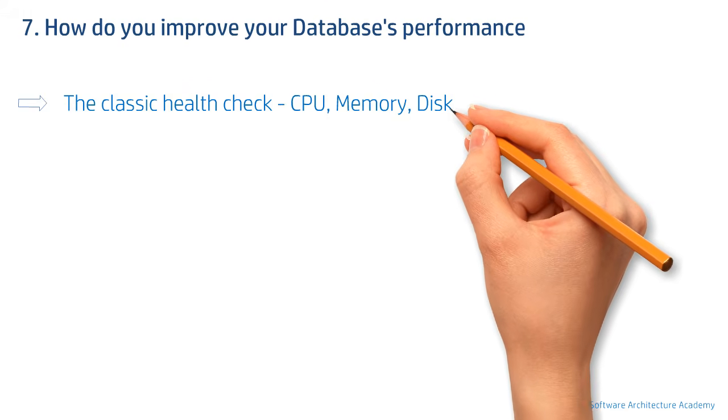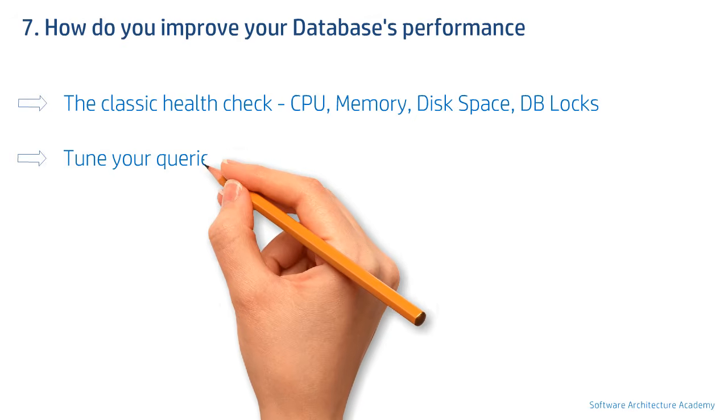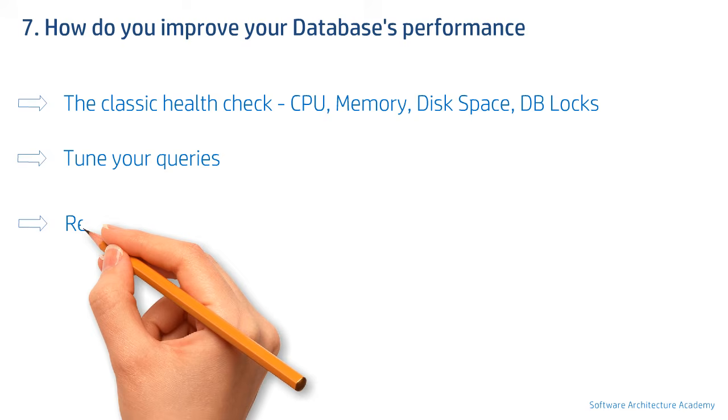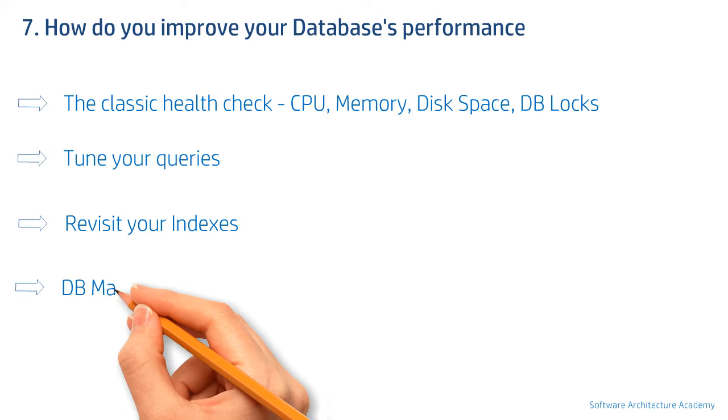Let's start with the classic trio: CPU, memory and disk space checks. Additionally, there could be database logs or deadlocks being formed, reducing the overall performance levels. Another good way to increase your database performance is to tune or optimize your queries, and by revisiting indexes. An index may not be relevant over time due to changing business or user requirement queries.